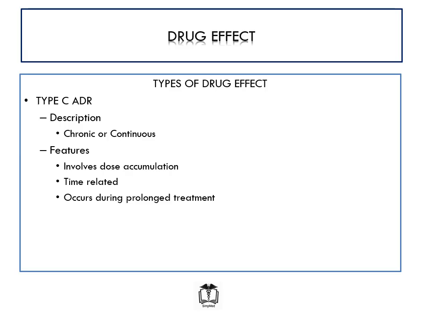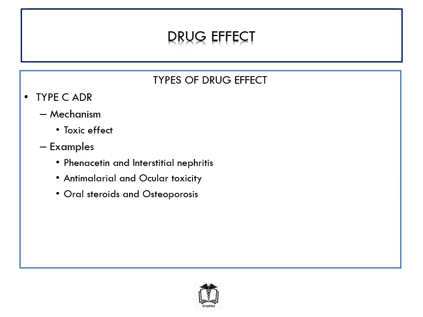The third type of drug effects is the adverse drug effect type C. Type C is referred to as a chronic or continuous type of effect. This is dose dependent. Typically, it is what we call a dose accumulation effect. So it's due to excessive dose or an accumulated dose over a long amount of time. And it is also time related. The key thing to note about the type C reaction is that it is time related. It occurs when we are using a particular drug for a long amount of time, during prolonged treatment of a particular condition using the same drug.